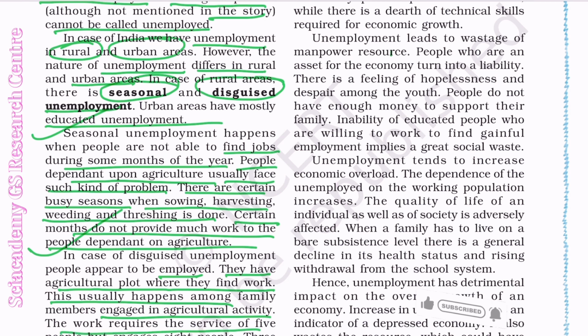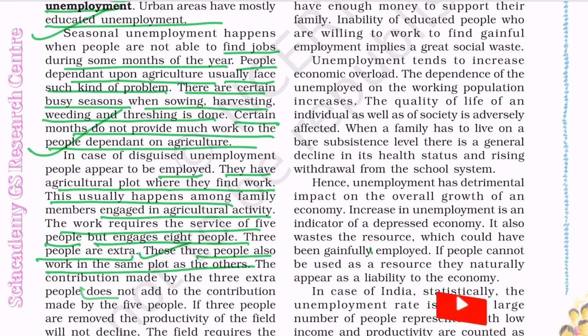The work requires the service of 5 people but engages 8 people. 3 people are extra. These 3 people also work in the same plot as the others. The contribution made by the 3 extra people does not add to the contribution made by the 5 people. If the 3 people are removed, the productivity of the field will not decline. The field requires the service of 5 people and the 3 extra people are disguised unemployed.